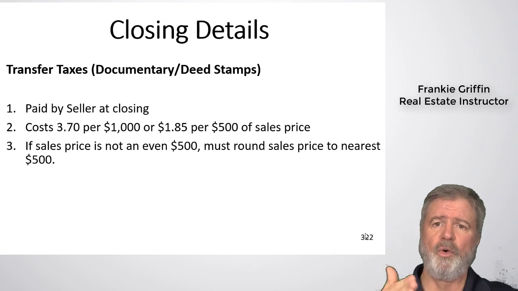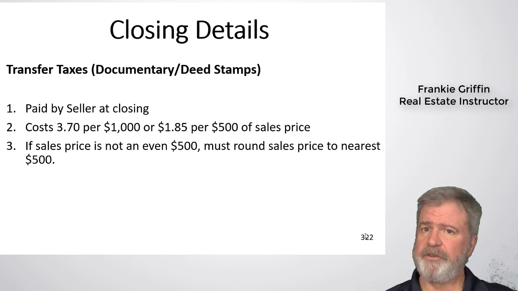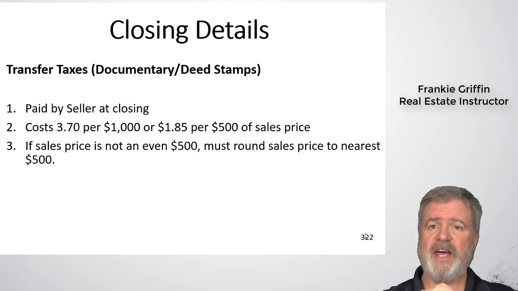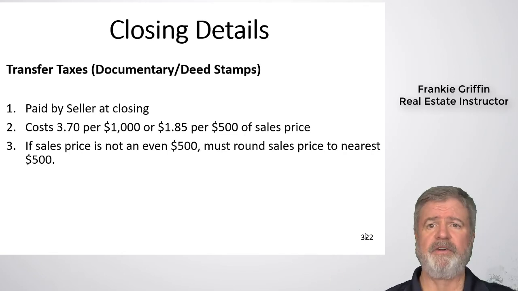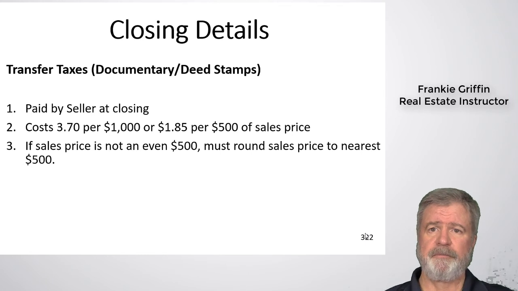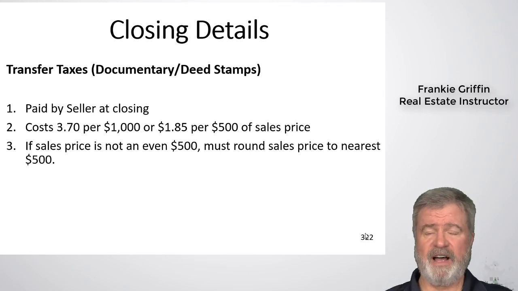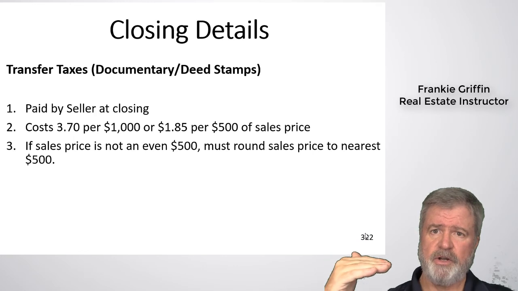For example, if it's $250,500, if that's the sales price, do I need to round it? No, that's an even 500. Well, let's just say the sales price was $250,000. Do I need to round that? No, that's an even 500. But let's say it was $250,150. That's not an even 500, so we'd have to round it up to $250,500. Again, round it up to the nearest 500.